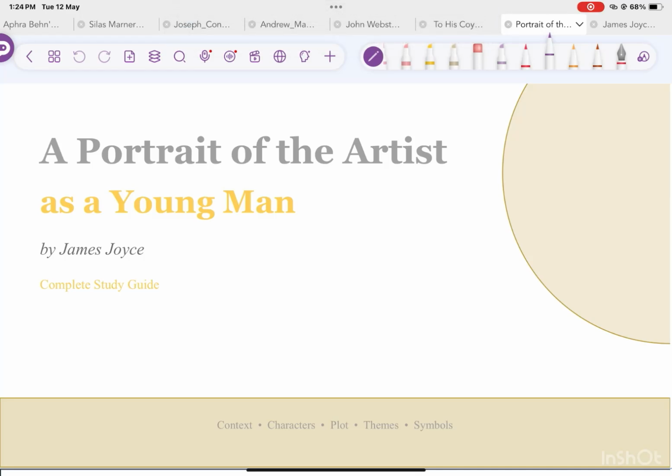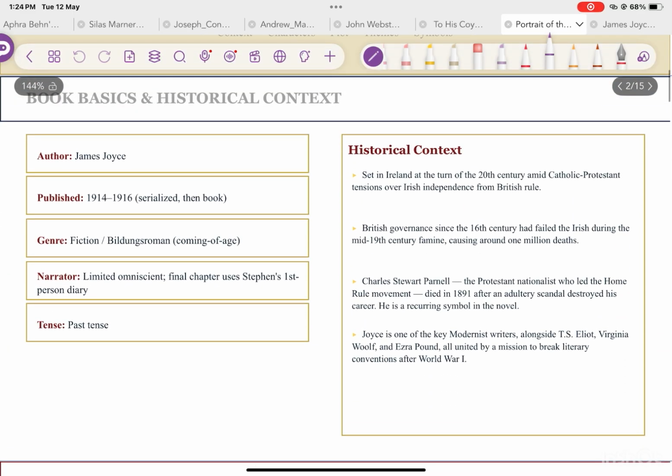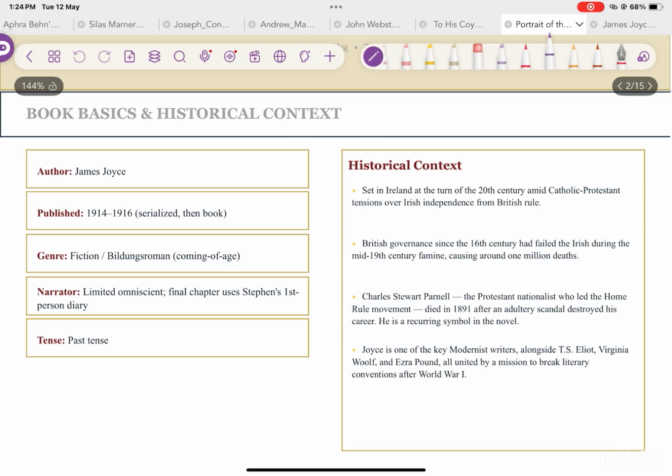My name is Nilay Patel, and the topic of discussion today is A Portrait of the Artist as a Young Man. It is written by James Joyce. Let's know about the story, the historical context, the author, and plot detail.